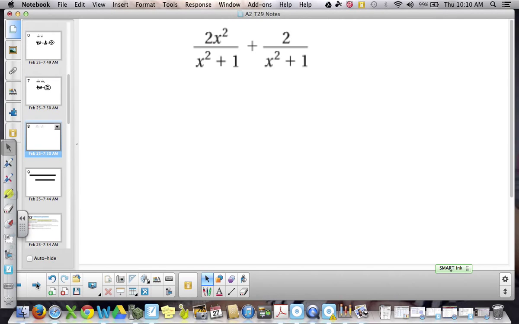All right, one final example. 2x squared over x squared plus 1 plus 2 over x squared plus 1. So again, give this a try. Pause the video, and when you're ready, restart it.